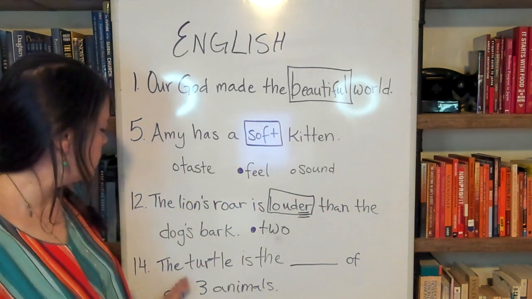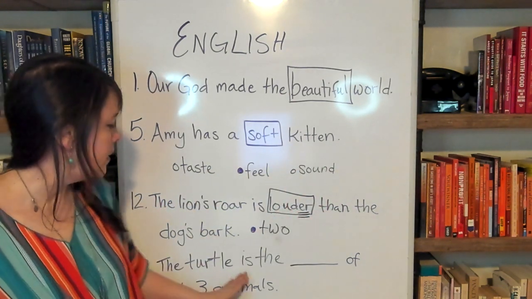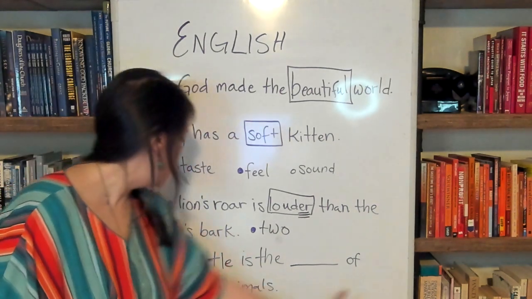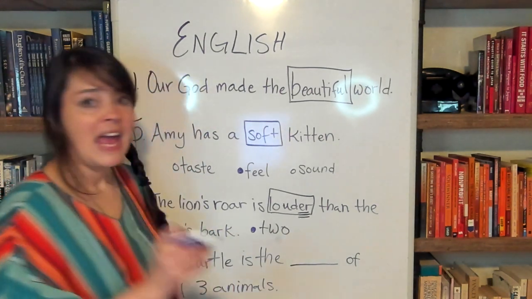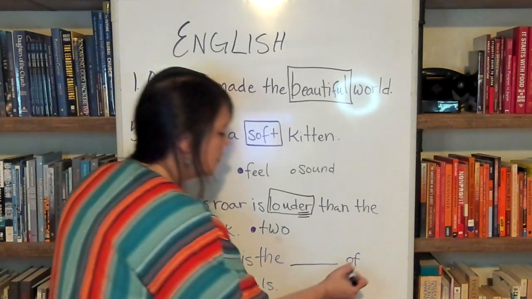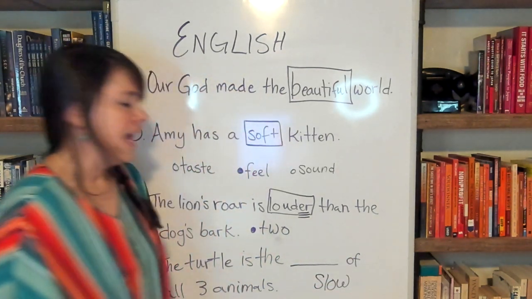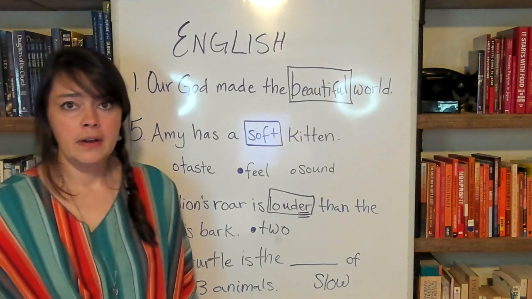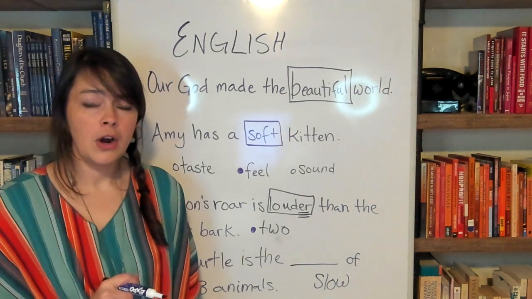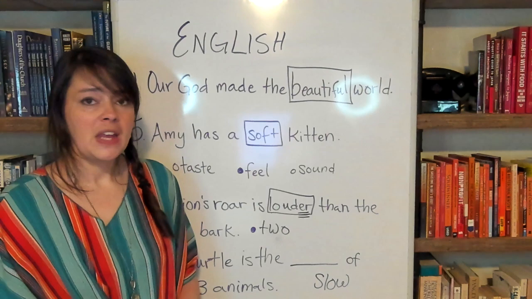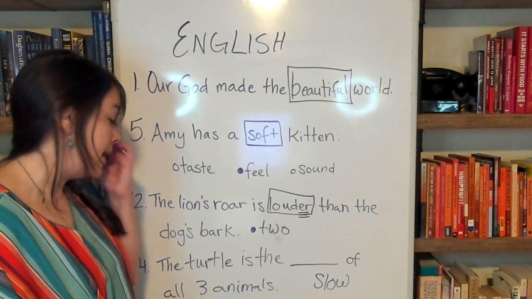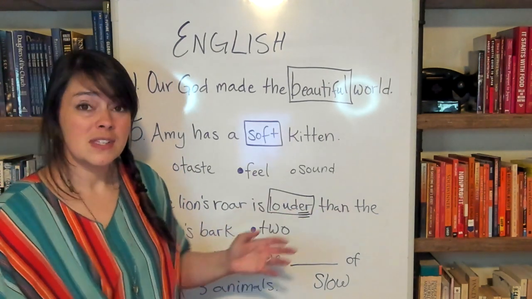All right, so let's read this. The turtle is the something of all 3 animals. And it gives you your option. It puts it over to the side. It wants you to figure out what to do with the adjective slow. Are you going to say slower? Are you going to say slowest? If you're not sure, you can just try it out, read it in there and see which one makes sense.